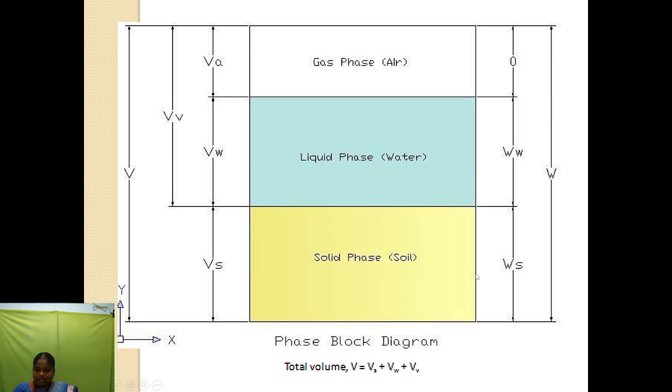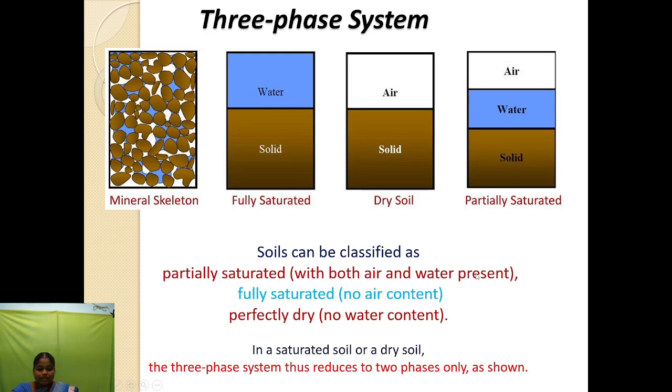Next, the three-phase system. The diagrammatic representation of the different phases in a soil mass is called the phase diagram. The soil mass in general is a three-phase system, comprising solid, liquid and gas matter. The void space between the soil grains is filled partially with water and partially with air.